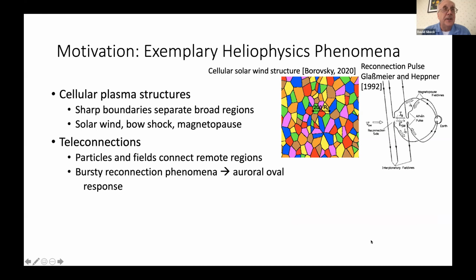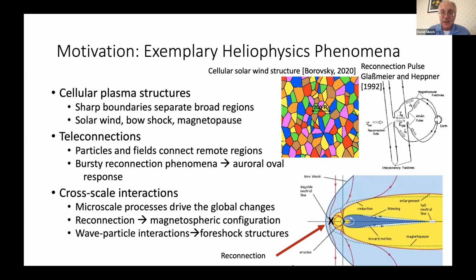Teleconnections is another unique aspect of our subject. Who would have imagined, if you look over here at the right, that a burst of reconnection at the magnetopause could excite something interesting happening far, far away, many tens of Earth radii away in the Earth's ionosphere. Teleconnections are real in our subject. In other subjects, they're open for discussion or don't exist. But in magnetospheric physics and heliophysics, teleconnections are a common occurrence. Things happen remotely at a great distance.